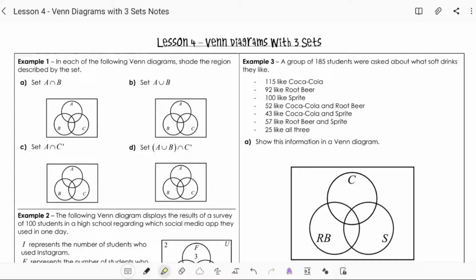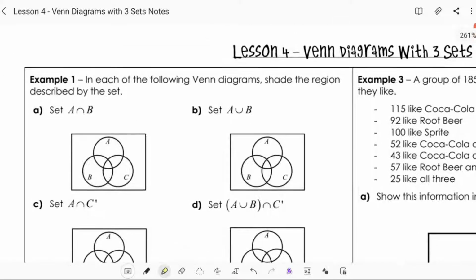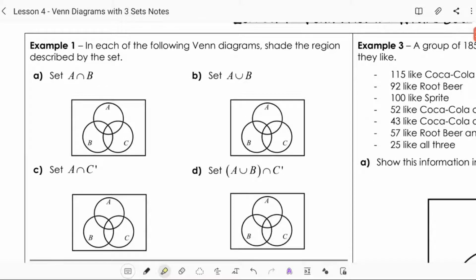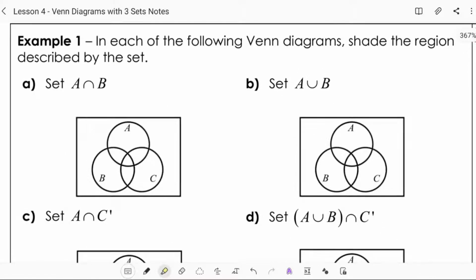All right, we're going to look at lesson 4, our last lesson in set theory, and we're going to talk about Venn diagrams with 3 sets, which adds a whole layer of complexity. So, I can have multiple sets, right? I can have several sets, and they can all intersect in different ways. So, let's look at a few Venn diagrams and talk about where these might be intersecting.